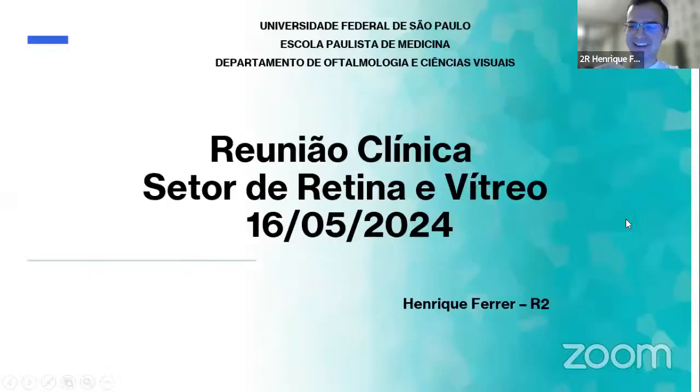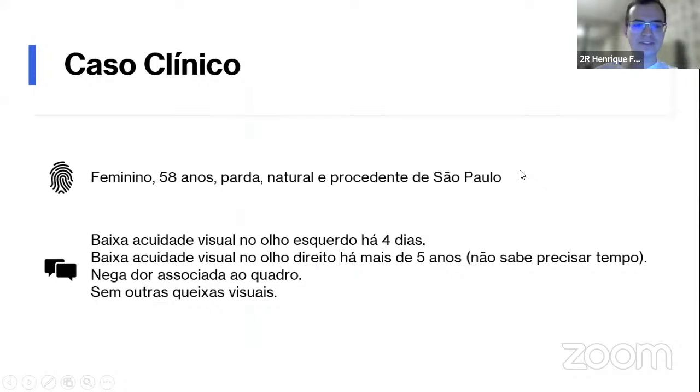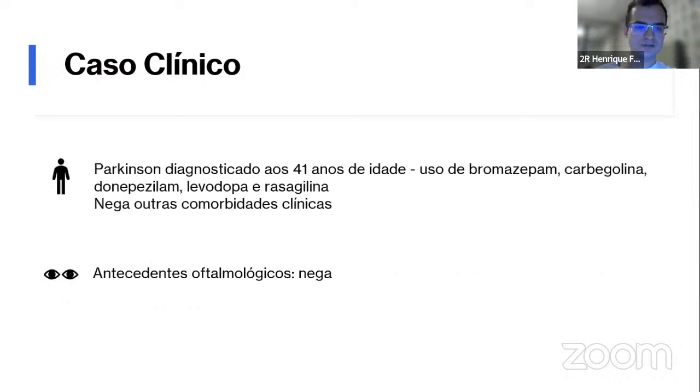Então, meu nome é Henrique Ferrer, vou apresentar o caso clínico aqui na reunião do setor. O chefe é o Dr. Caio Regatieri. E a gente tem uma paciente do sexo feminino, de 58 anos, parda, natural e procedente de São Paulo, que refere baixa acuidade visual no olho esquerdo há 4 dias e uma baixa de visão no olho direito já há mais de 5 anos. Ela não sabe precisar exatamente o tempo e negava qualquer dor associada e outras queixas visuais.